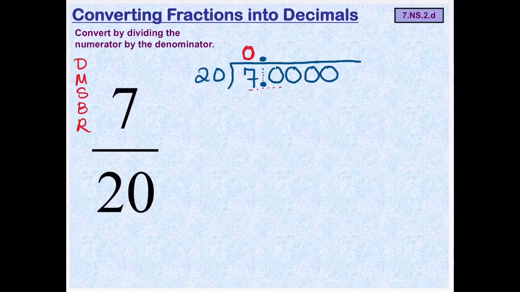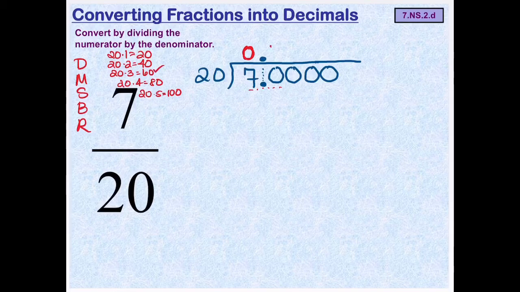Well, 20 times 1 is 20. 20 times 2 is 40. 20 times 3 is 60. 20 times 4 is 80. 20 times 5 is 100. I know I passed it, but I just wanted to show you some 20s there. But yeah, we're probably going to want to use 20 times 3.